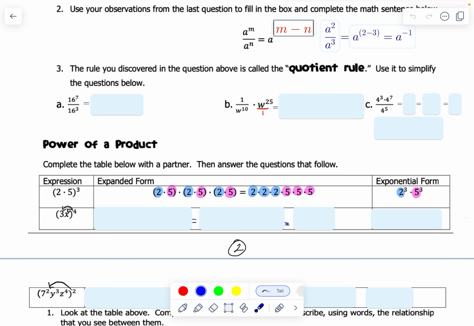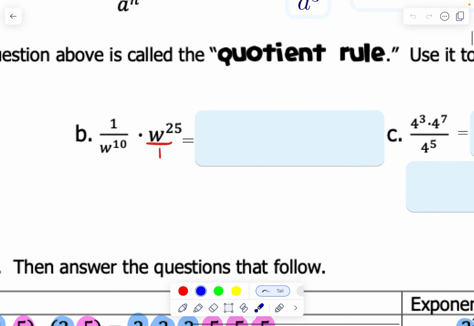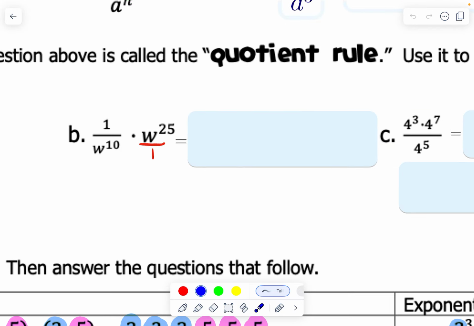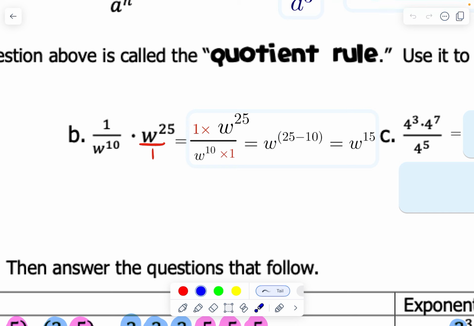All right, so go ahead, pause the video, and practice the quotient rule on the problems below. Okay, so I'm going to look at a here. Both bases are 16, so all I'm going to do is subtract the exponents. I'm going to end up with 4 more 16s on top, so I end up with 16 to the 4th. Let's try b. I'm going to have to multiply across the top, so I end up with w to the 25th over w to the 10th. I subtract 10 from 25, and I get w to the 15th.